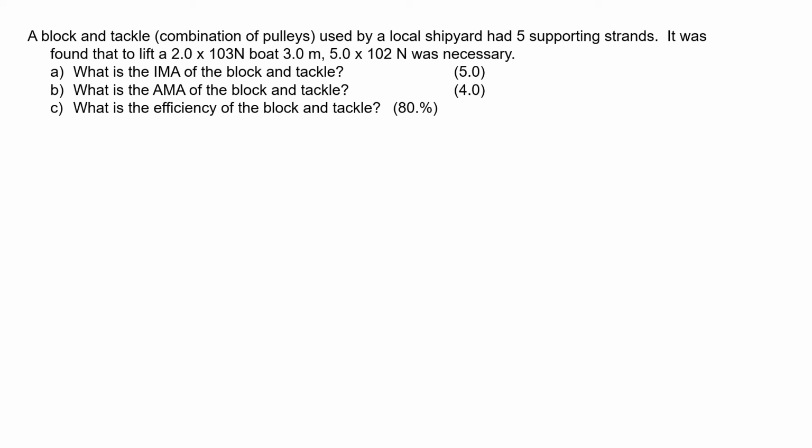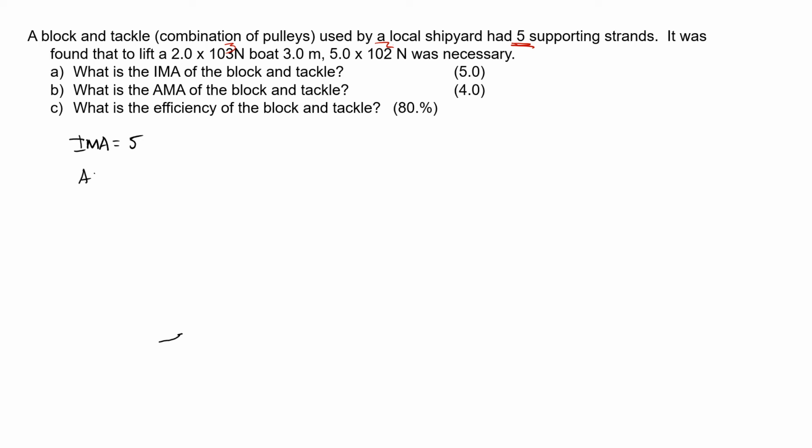So here we have a block and tackle used by a local shipyard, had 5 supporting strands. It's found a lift that should be 10 to the third newtons, not times 10^3, and this should be 10 to the second, not times 10^2, but that's okay. Each one of the supporting strands will support some of the weight, so that means each one of those is going to add to the IMA. So the IMA is 5. There's no math whatsoever. We don't know anything about distances other than how far it's lifted. All we know is that it had 5 supporting strands, and each one of those should help our system.